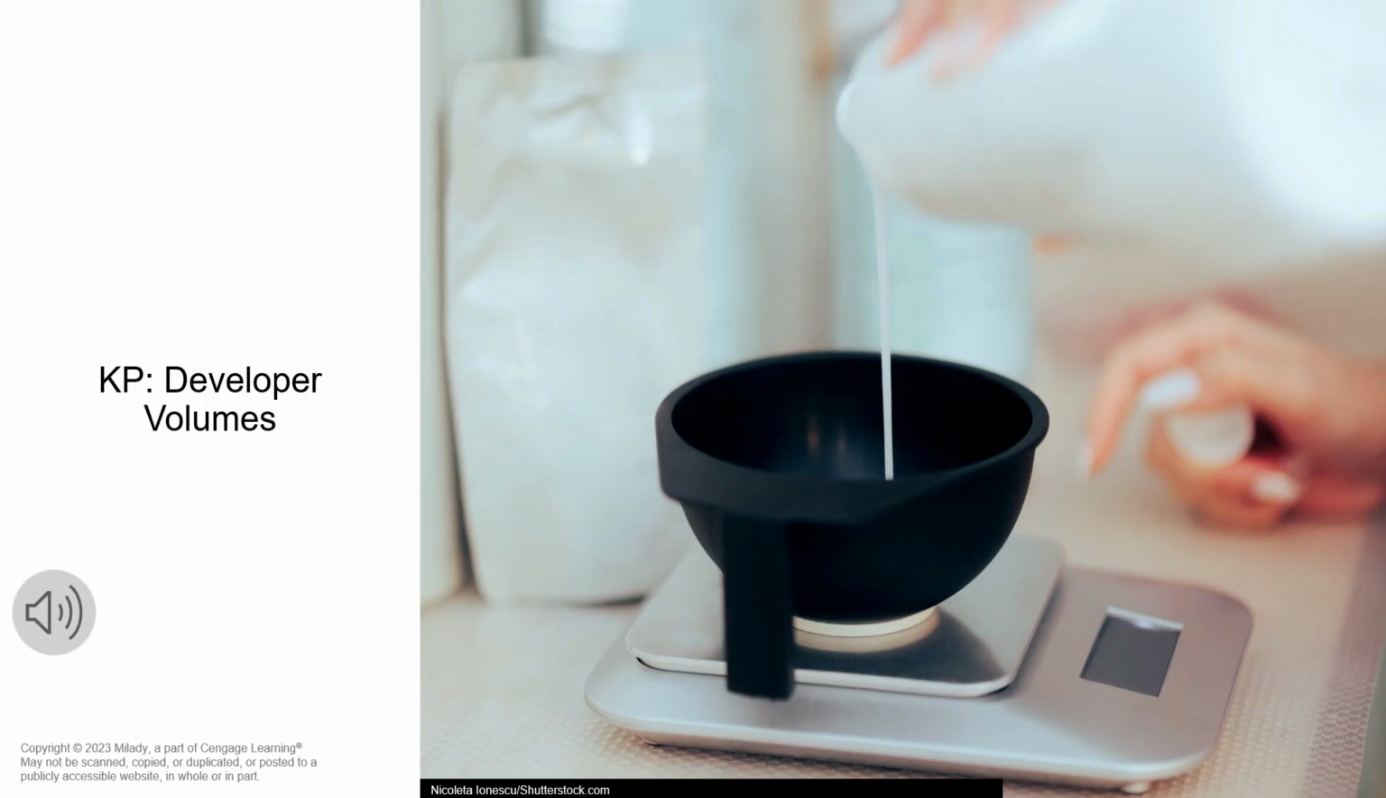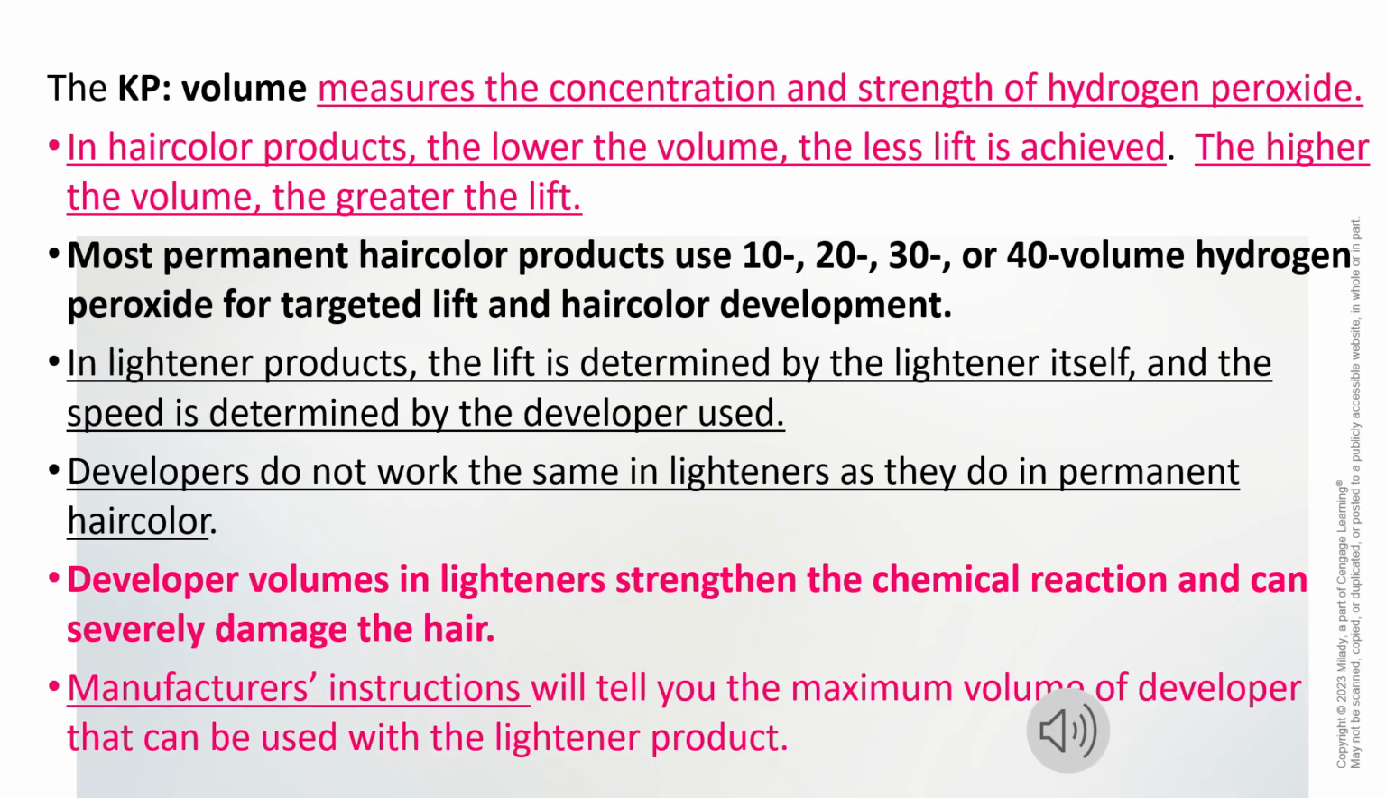Developer volumes. Volume measures the concentration and strength of hydrogen peroxide. In hair color products, the lower the volume, the less lift is achieved. The higher the volume, the greater the lift. Most permanent hair color products use 10, 20, 30, or 40 volume hydrogen peroxide for targeted lift in hair color development.